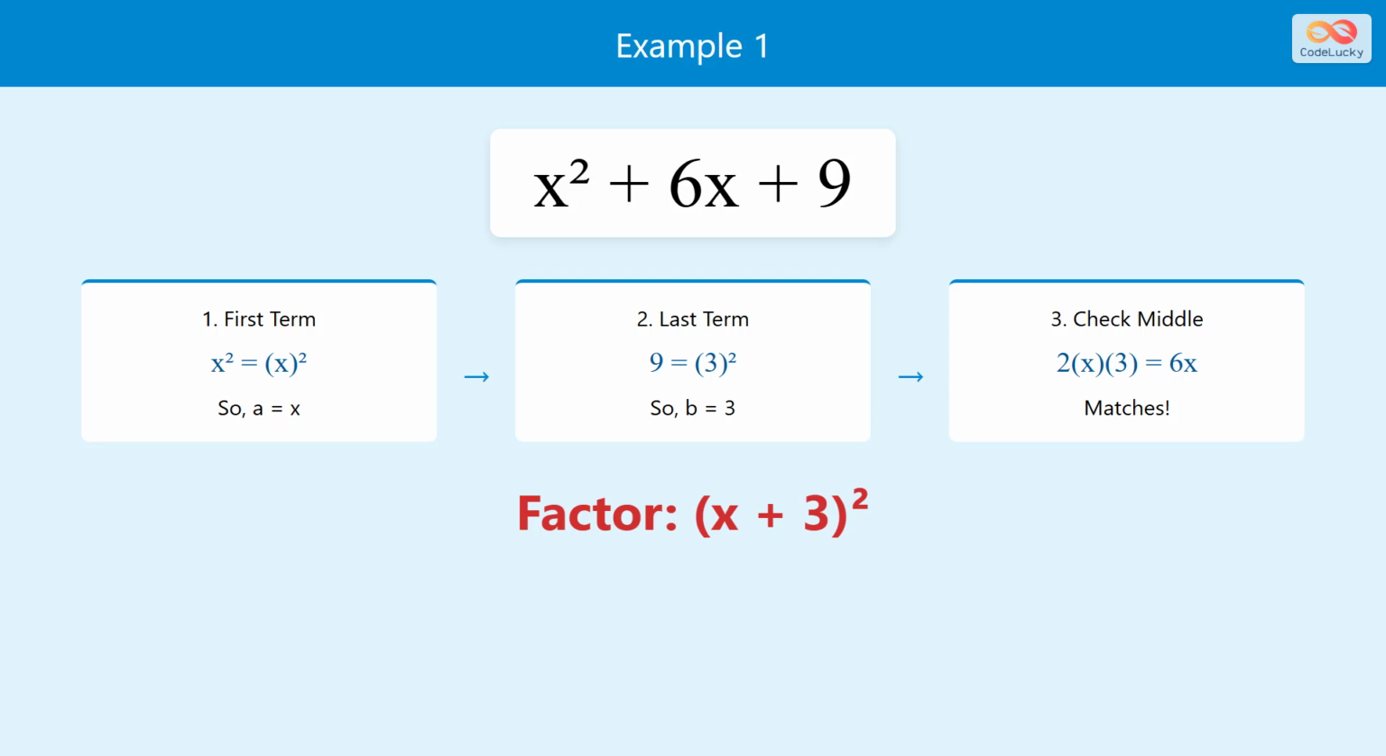Let's try an example. x squared plus 6x plus 9. First, x squared is the square of x. Second, 9 is the square of 3. Finally, does 2 times x times 3 equal 6x? Yes, it does. So this factors perfectly to the quantity x plus 3 squared.